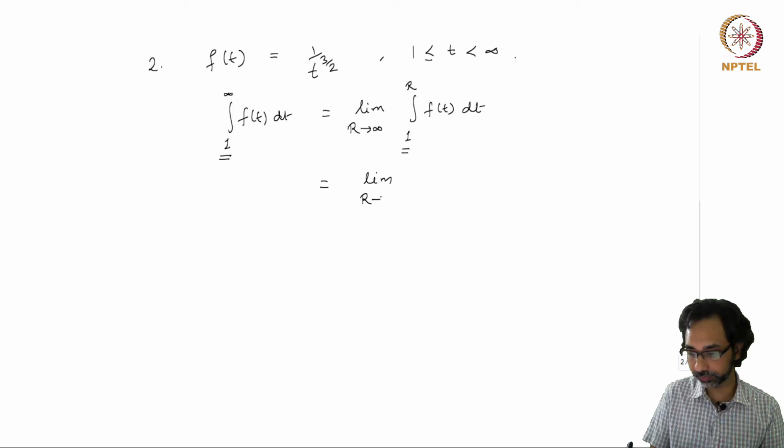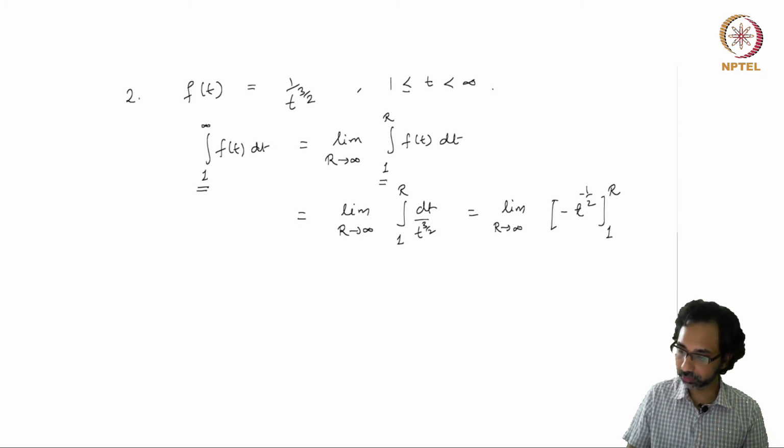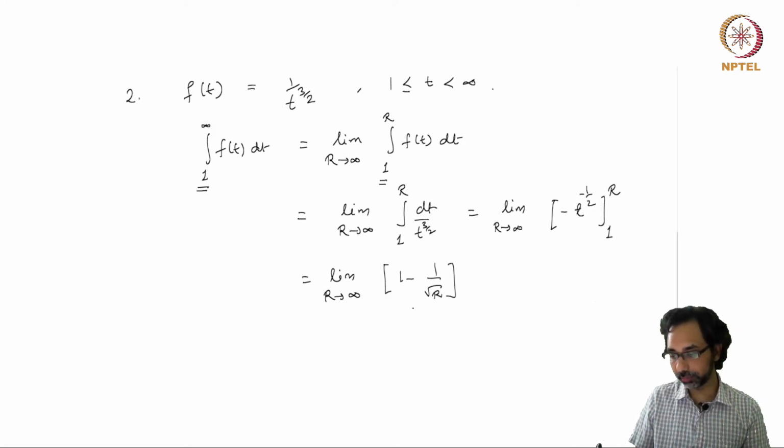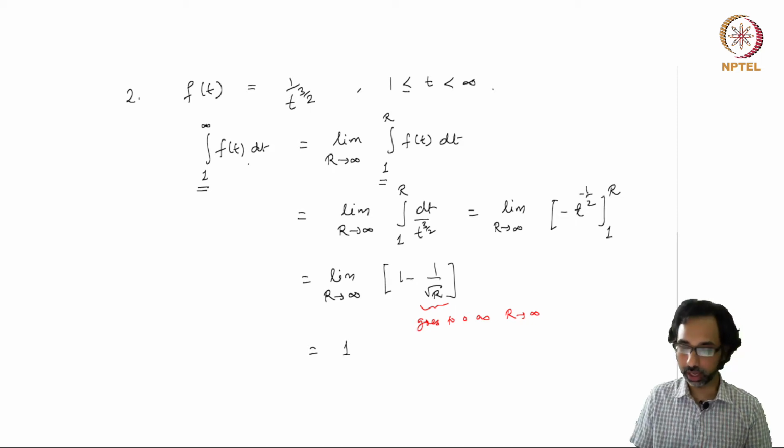Now let us see if this integral exists. So we integrate t to the power minus 3 by 2. We can evaluate the integral from 1 to r of dt by t to the power 3 by 2, and you get the limit as r tends to infinity of minus t to the power minus half, from 1 to r. So in the end you get the limit as r goes to infinity of 1 minus 1 by square root of r. Now again this 1 over square root of r term goes to 0 as r goes to infinity. Therefore in the limit you simply get 1. So the integral from 1 to infinity of f(t) dt, where f(t) is 1 by t to the power 3 by 2, is in fact finite, and it exists as an improper Riemann integral.